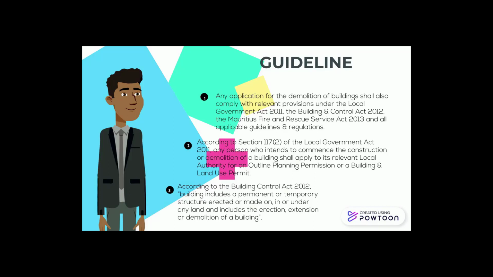Next is, according to Section 117(2) of the Local Government Act 2011, any person who intends to commence the construction or demolition of a building shall apply to its relevant local authority for an outline planning permission or a building and land use permit. Lastly, according to the Building Control Act 2012, building includes a permanent or temporary structure erected or made on, in or under any land and includes the erection, extension, or demolition of a building.